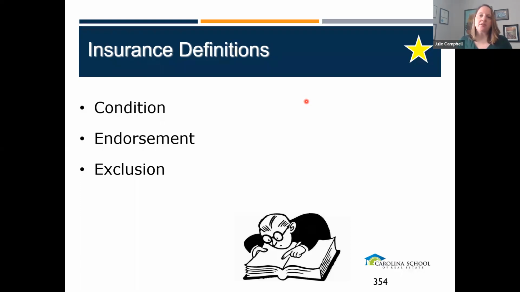And an exclusion is something that's excluded from the traditional policy. Things that are generally excluded are any coverage on any loss due to acts of war or terrorism. Property damage due to acts of war or terrorism are generally not covered. They're excluded.